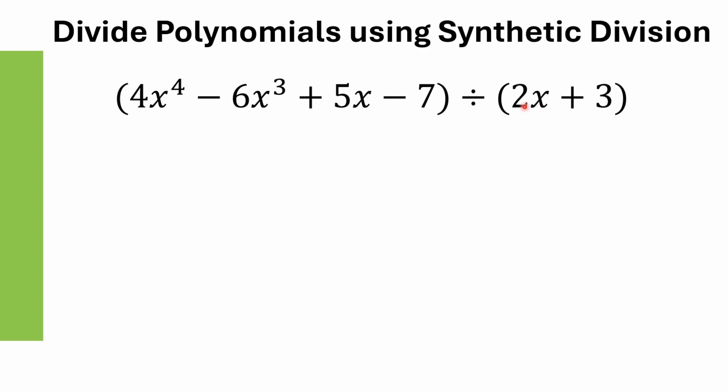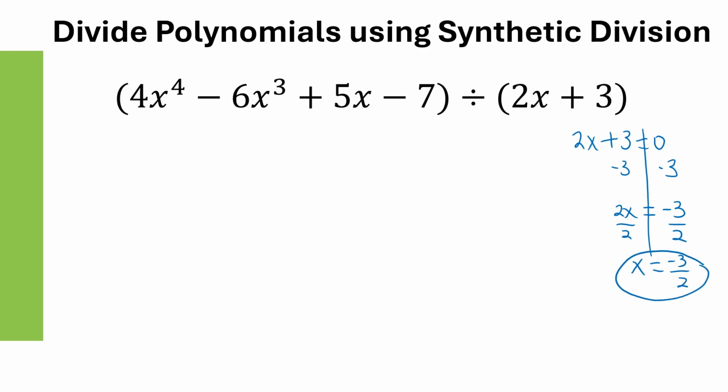Since our divisor here is also in the form of mx plus b, we know we can divide these polynomials using synthetic division. Our first step again is to find the value of c by setting our divisor 2x plus 3 equal to 0. And then we're going to solve for x by subtracting 3 on both sides. So 2x is going to equal negative 3 and then divided by 2. So x equals negative 3 over 2. And that's the value that's going to go into the backward L of synthetic division.